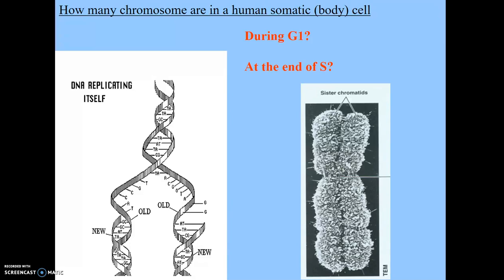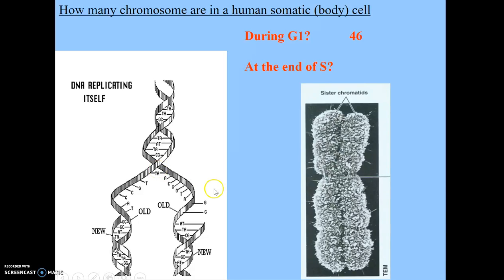Let's just go over this one last time. How many chromosomes are in the human body cell? During gap 1 of the cell cycle, you have a total of 46. Then during the synthesis stage of the cell cycle, that's when DNA replication happens. The DNA opens up, the polymerase comes and adds on new nucleotides. If you haven't learned about DNA replication, I have a video that goes over that. You can go back and watch that and learn a little bit about how replication happens.